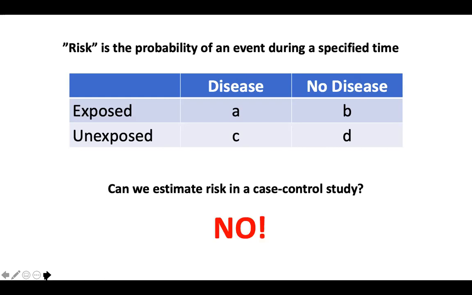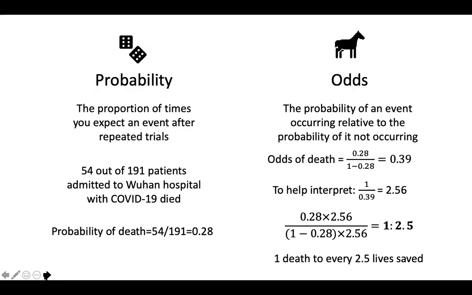So what do we do then? How can we actually look at these exposures? We really have to get into a little bit of statistics and math and discuss the difference between probabilities and odds. The probability is the proportion of times you expect an event after repeated trials. So in an example that I will share later, we'll figure out that 54 out of 191 patients admitted to a Wuhan hospital with COVID-19 had died. So the probability of death was 54 over 191, which is 0.28.